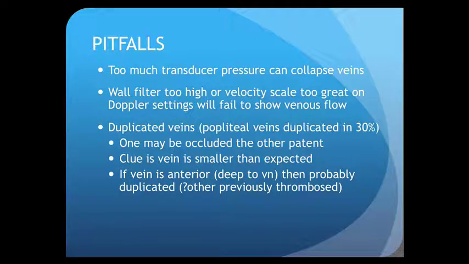Also, if the vein is in an unusual position, for example, normally in the popliteal we've said that the vein is superficial to the artery. If it appears deep, then you've got to consider maybe it was duplicated and there was actually one that's superficial and one deep, and that one of those is now thrombosed.